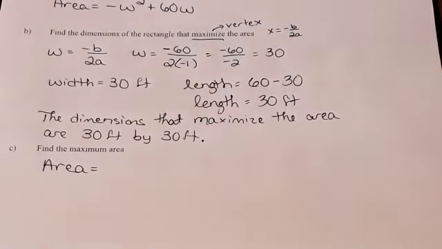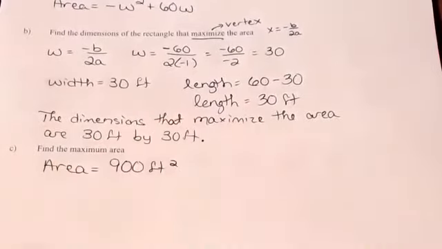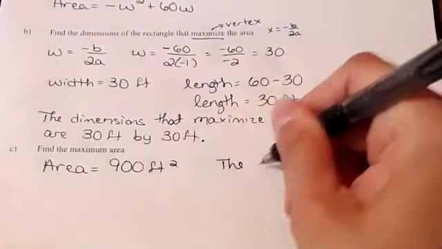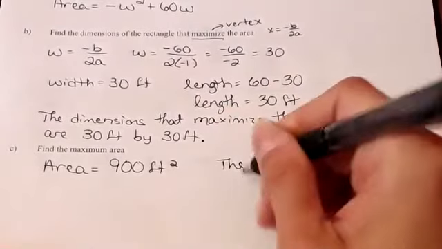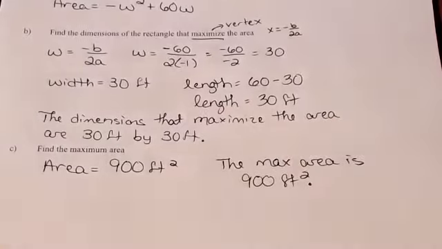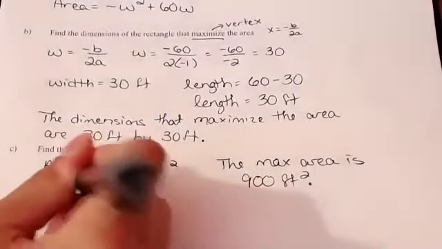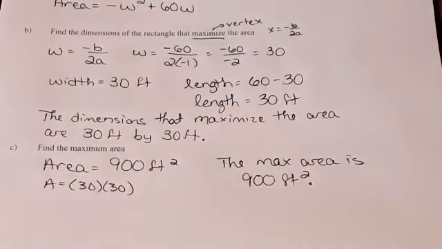900 square feet. Score, done. The max area is 900 square feet. We know that because 30 times 30, right? Area is length times width, so it's 30 times 30, which is 900 square feet. Done, that's it. I'm hopeful that you're seeing that this is not actually all that complicated.